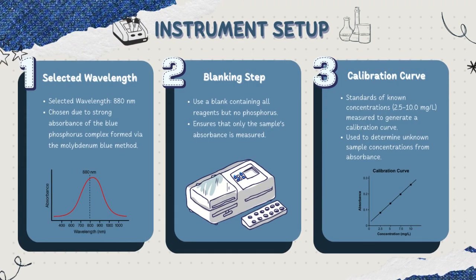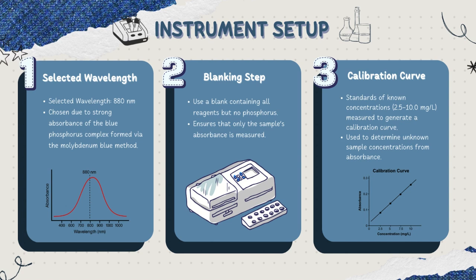I am going to present the materials and methods part. To begin the UV-vis spectrophotometric analysis, we set up the instrument with a selected wavelength of 880 nanometers. This wavelength corresponds to the maximum absorbance of the blue-colored complex formed when phosphorus reacts with molybdate in the presence of ascorbic acid, a method commonly known as the molybdenum blue method.